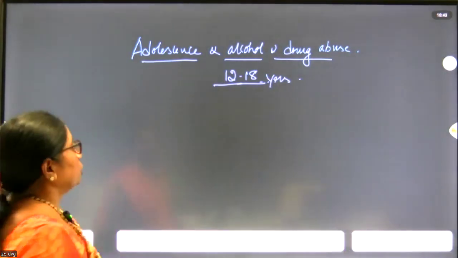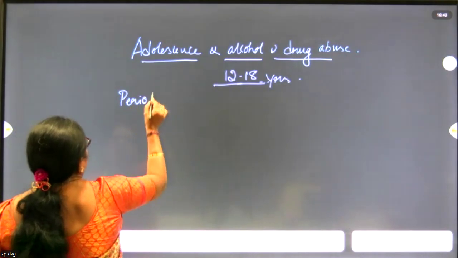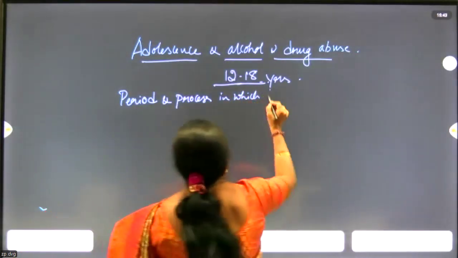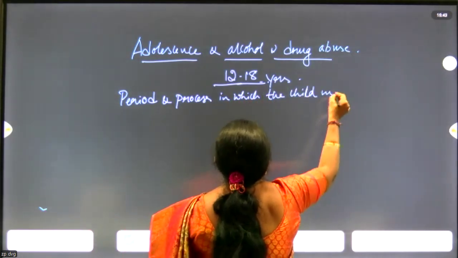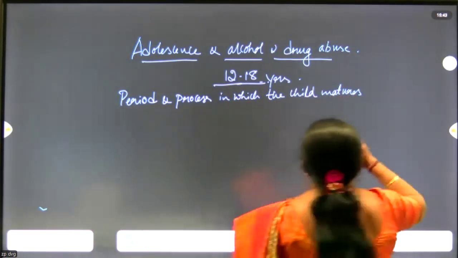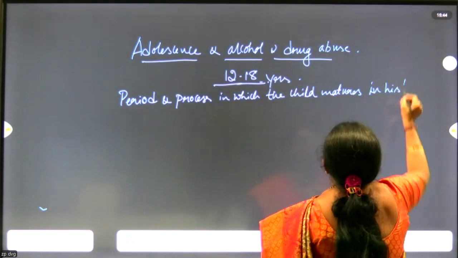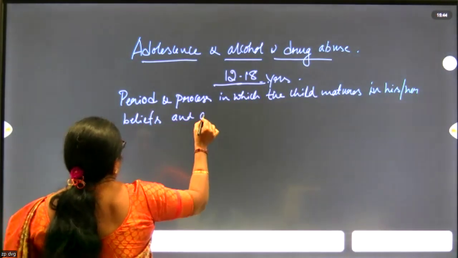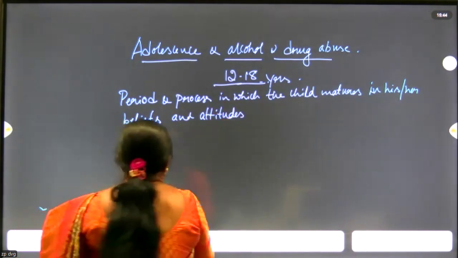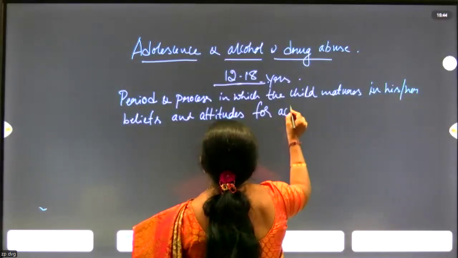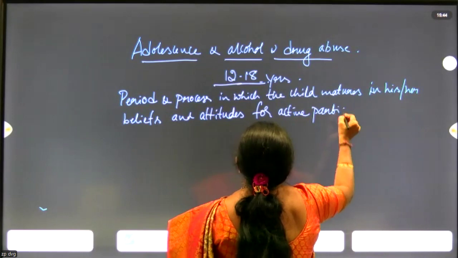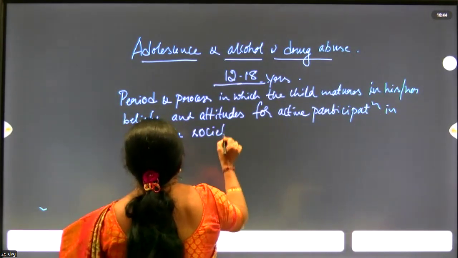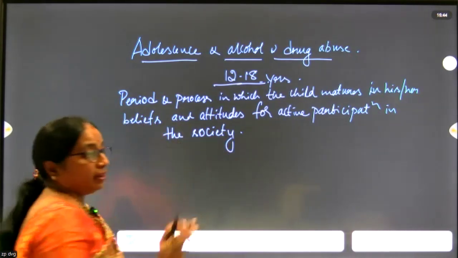Now, what is adolescence? Adolescence is a period and process in which the child matures in his or her beliefs and attitudes for active participation in the society. So, adolescence is both a period and a process.